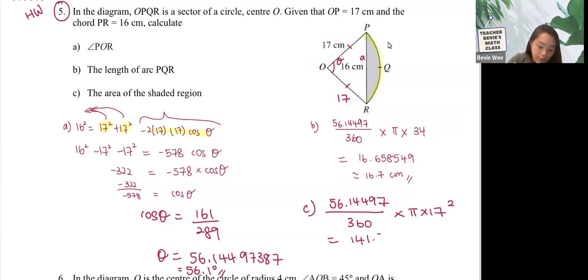I get 141.5976575. This is the area of my whole pizza. How do I find the area of the triangle? What's the formula? Rian?